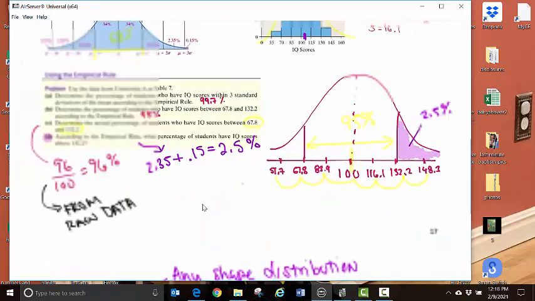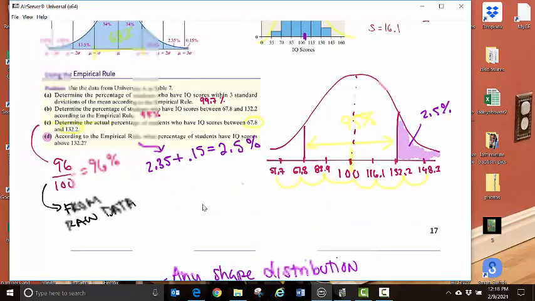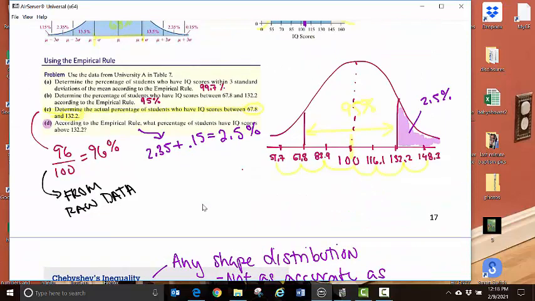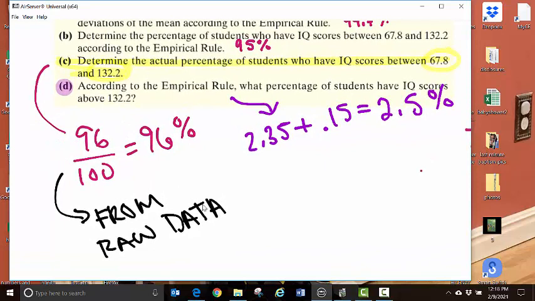So what it asks for in C is to look at the raw data and calculate it. Well, if I looked at the raw data, it turns out that it's 96%, not 95. I didn't give you the raw data, but if I looked at the raw data and added up the IQ scores between 67.8 and 132.2, that's 96 students. So it's not quite perfectly normal, but it's pretty good. Any questions with that?